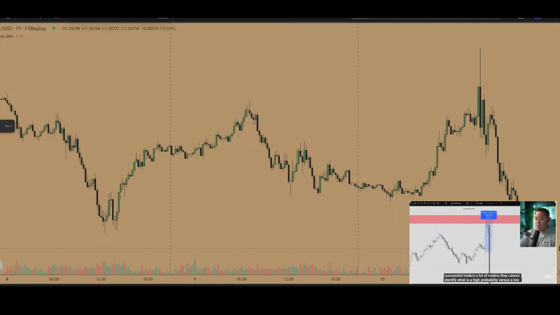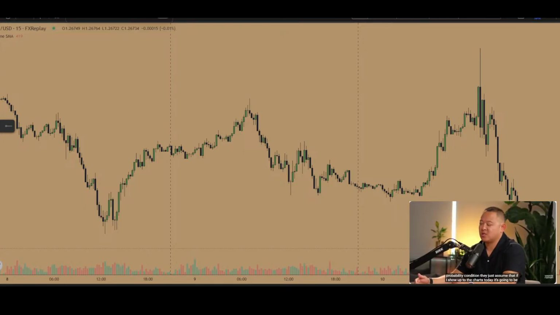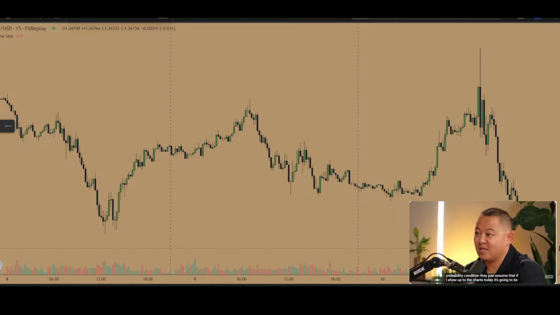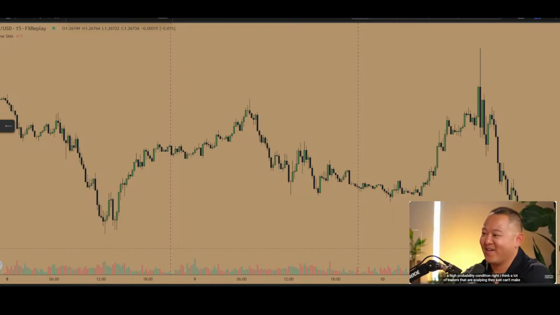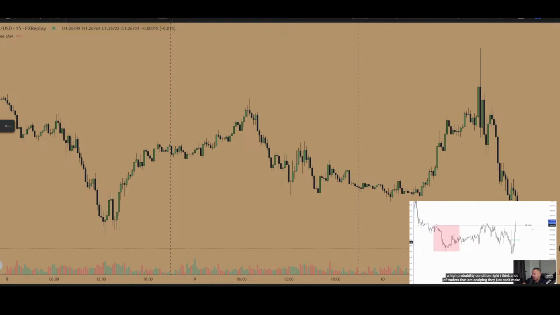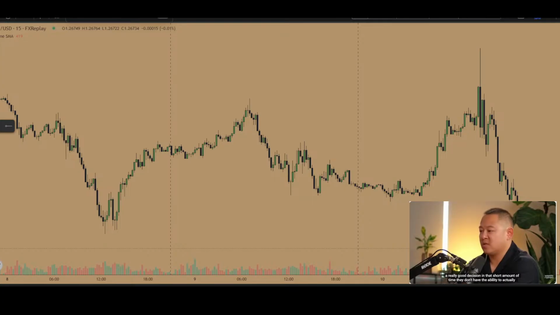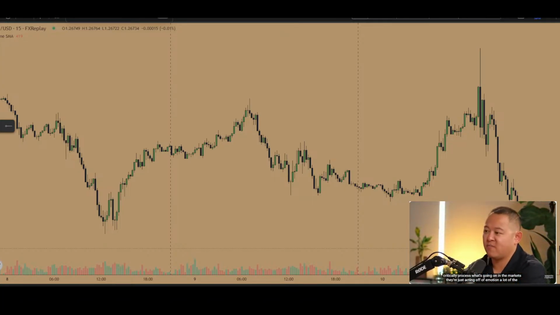There's a lot of traders who cannot identify what is a high probability versus a low probability condition. They just assume that if I show up to the charts today, it's going to be a high probability condition, right? I think a lot of traders that are scalping just can't make a really good decision in that short amount of time. They don't have the ability to actually critically process what's going on in the markets. They're just acting off of emotion a lot of the time.